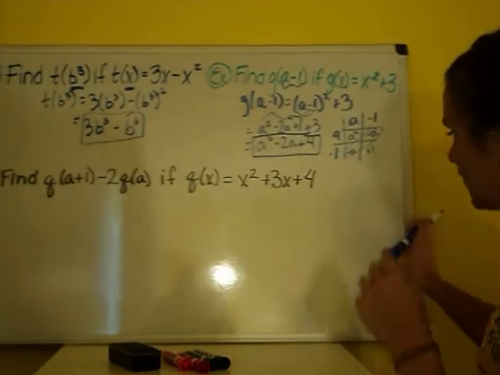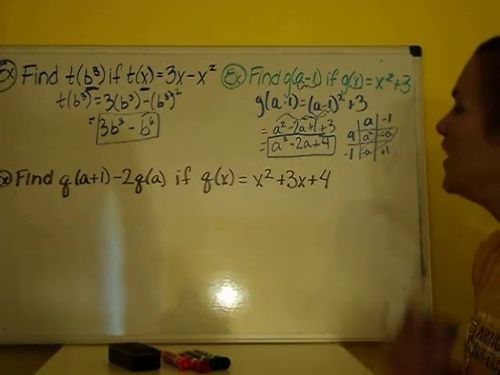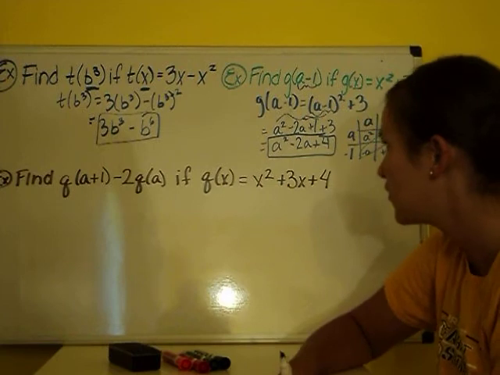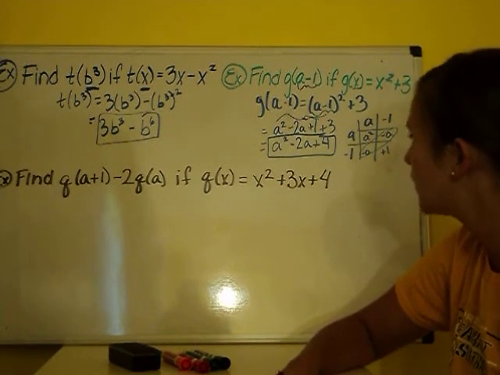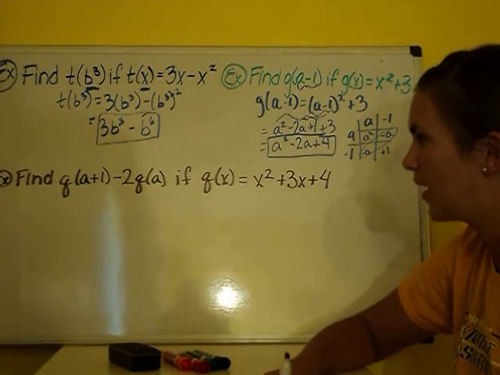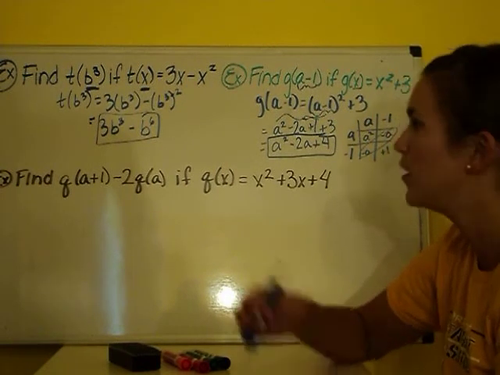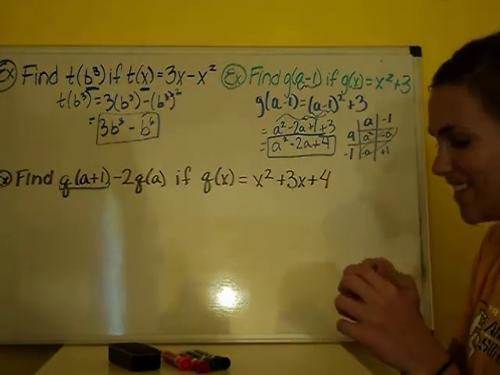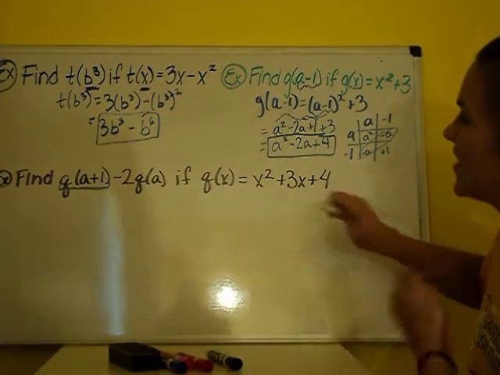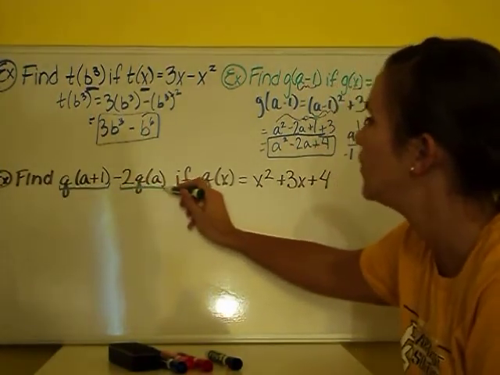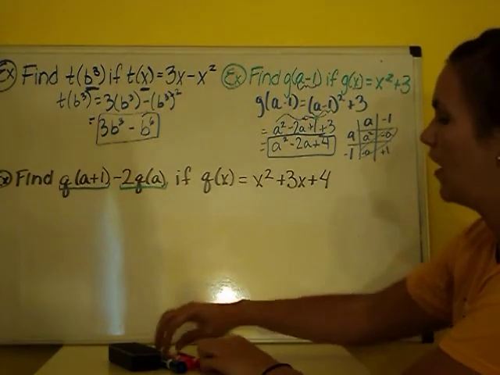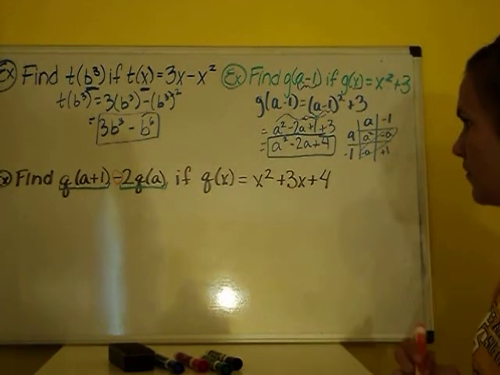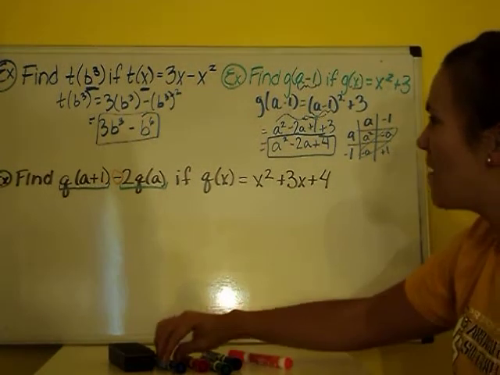Okay? Here, we have quite an involved problem. It says find q of a plus 1 minus 2q of a if q of x equals x squared plus 3x plus 4. Okay, this problem is going to be like a three-step problem. We're going to first want to find q of a plus 1. We'll do this in different colors. Then the second step is that we're going to want to find 2 q of a. And then the third step is we're going to want to subtract them. You ready for this marathon problem?